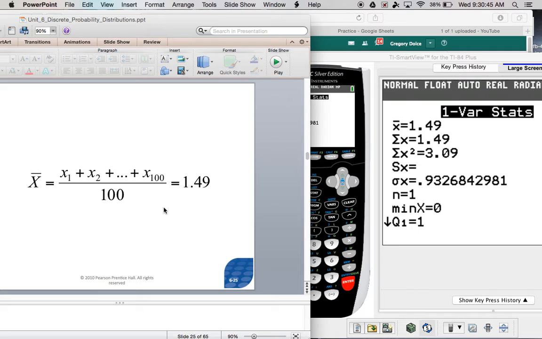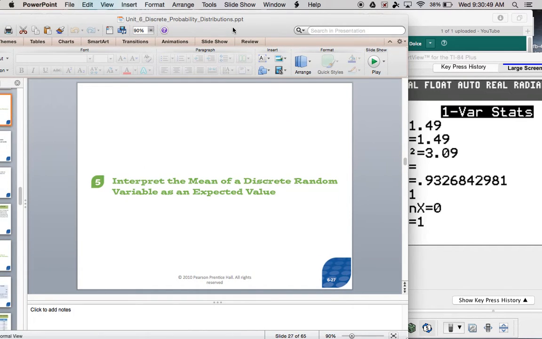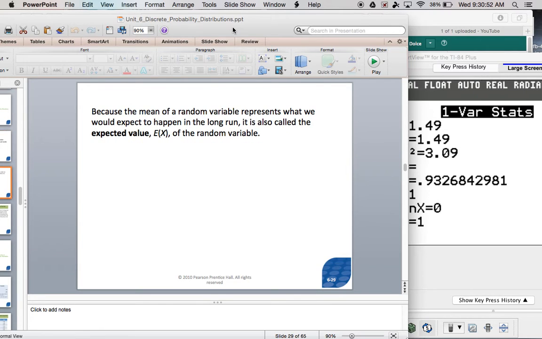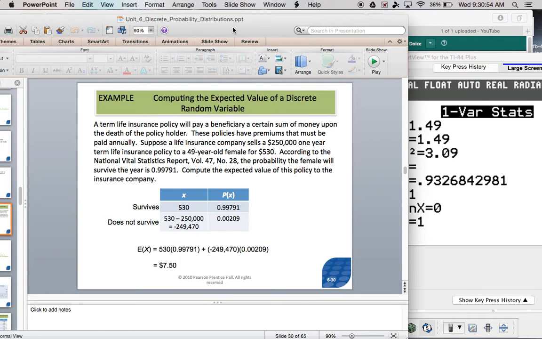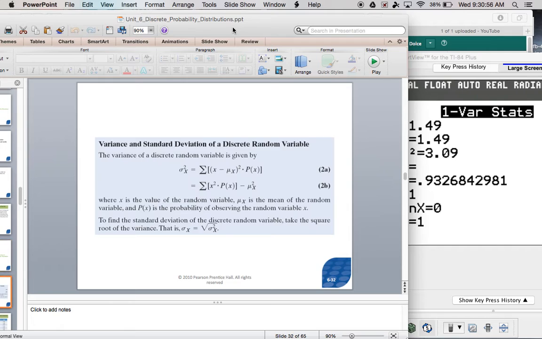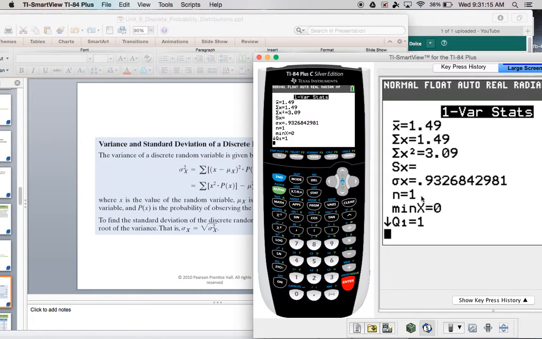So you can clearly see how they did it freehand. You can read as you're going through these, take the time, pause it, and do an example. Okay, so the variance and standard deviation of that variable. Well, the standard deviation, if you look, is right here.